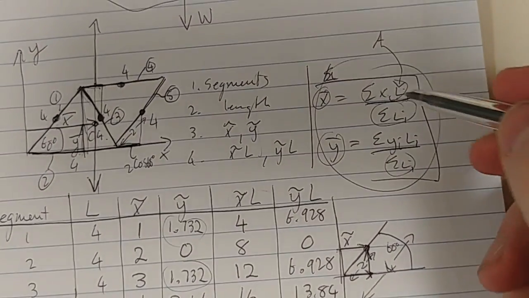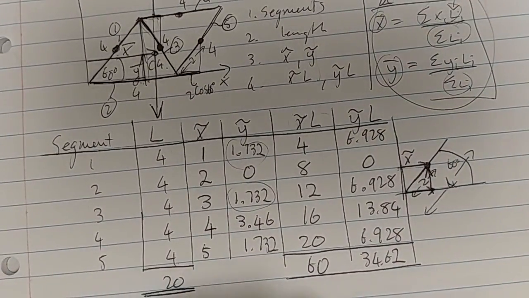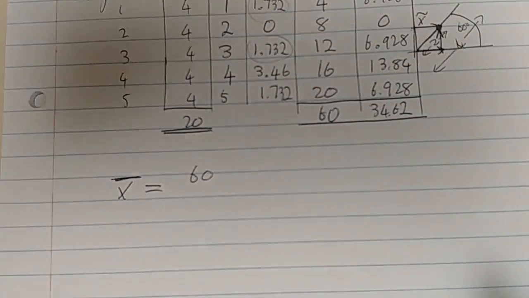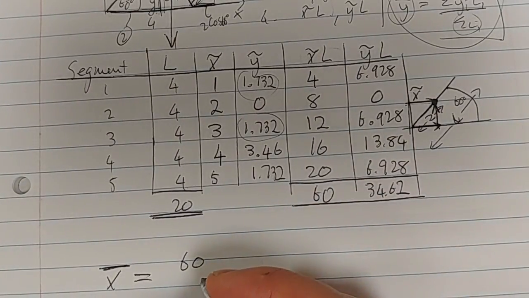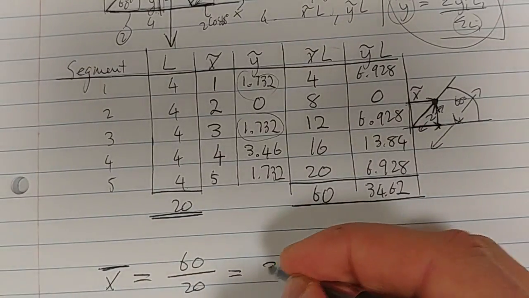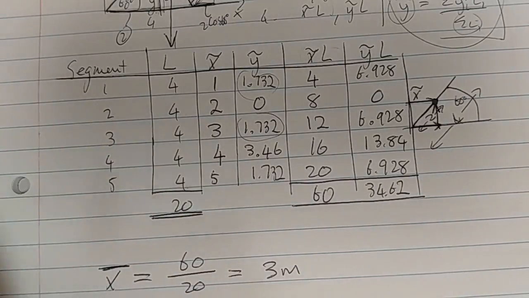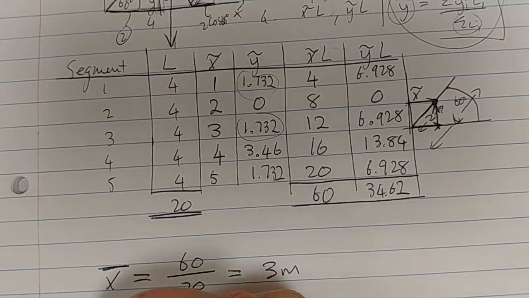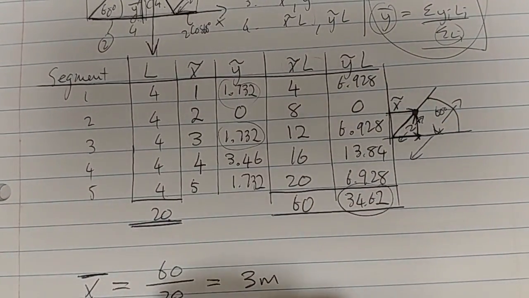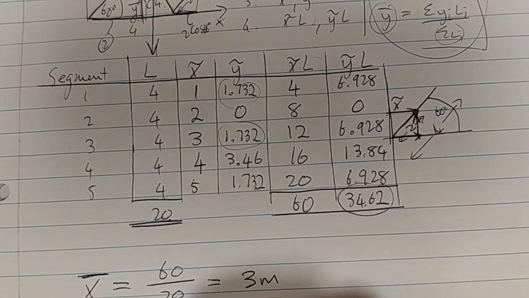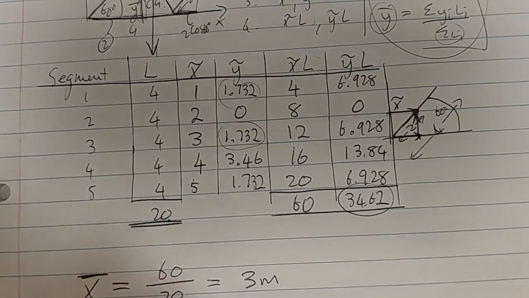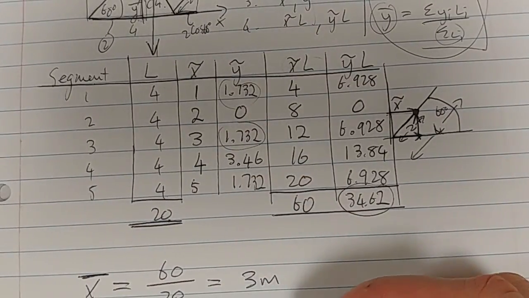So what is our x bar? It's equal to 60 over the total, which is 20. 60 divided by 20 is 3. And then what is the y bar? It is going to be this divided by that, which is 34.62 over 20. 34.62 divided by 20 is 1.73 meters.